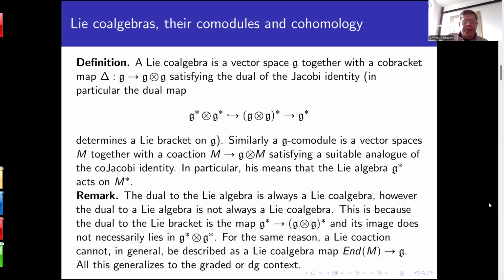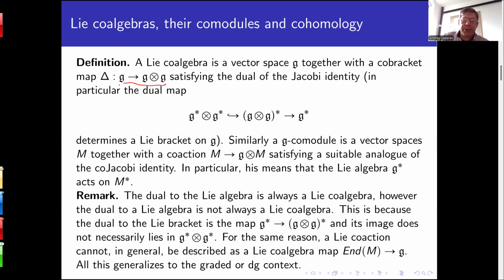Okay, now let's move on to the things that most concern this talk: Lie coalgebras, their comodules, and cohomology. A Lie coalgebra, first of all, is a vector space G together with a co-bracket map delta, such as this, which satisfies a certain relation, which I'm not going to spell out explicitly, but it can be easily obtained from the ordinary Jacobi identity in Lie algebras by dualizing.